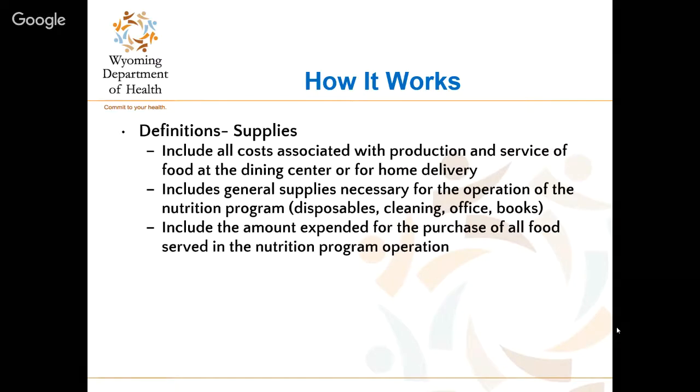The next expense category is supplies. This is very straightforward. It's any supplies associated with the production and service of food at the dining center or for home delivery meals. General supplies for the operation of the program could be disposables, cleaning supplies, office supplies, anything that you might deem necessary. And then also included is the amount expended for the purchase of all food served in the nutrition program.